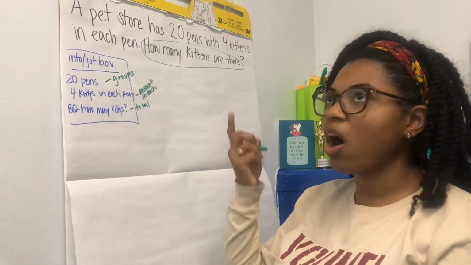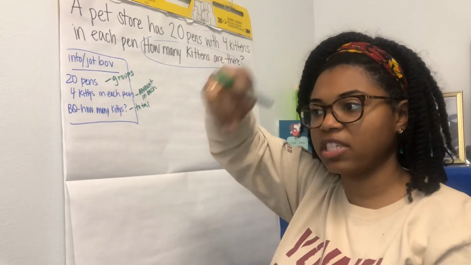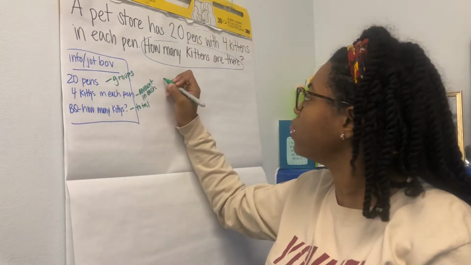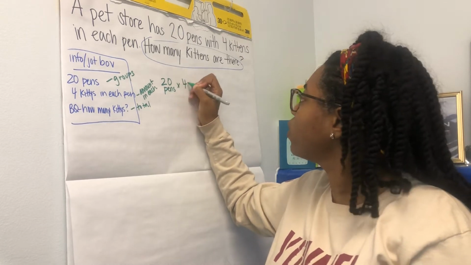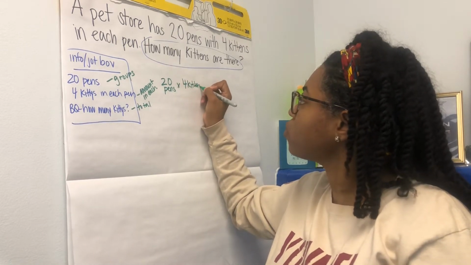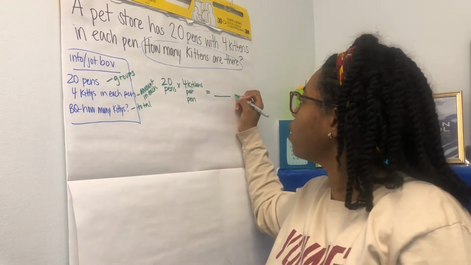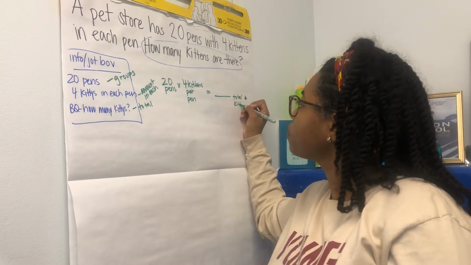Which means, what operation matches what happens? We need to figure out how much there is in all, and there's the same amount in each. We must be using multiplication. So to figure this out, we need to do 20 pens times 4 kittens per pen is going to equal our total number of kittens.